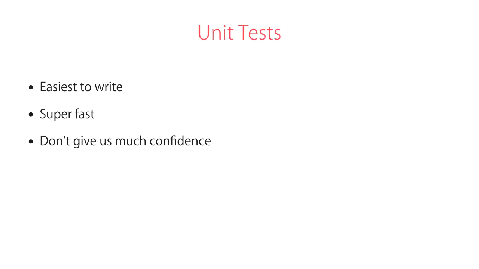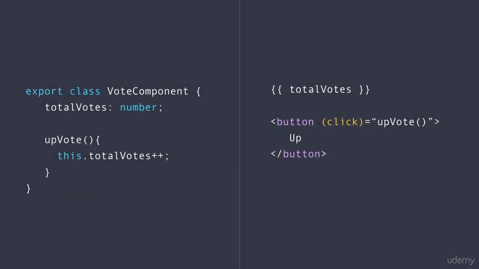Unit tests are easiest to write, they're super fast, but they don't give us much confidence about the functionality of our application. So let's take a look at an example. Here we have this simple vote component that you saw in my beginner's Angular course. Now I've simplified the code here, but basically we have this property, total votes, and this method that would change the value of this property.